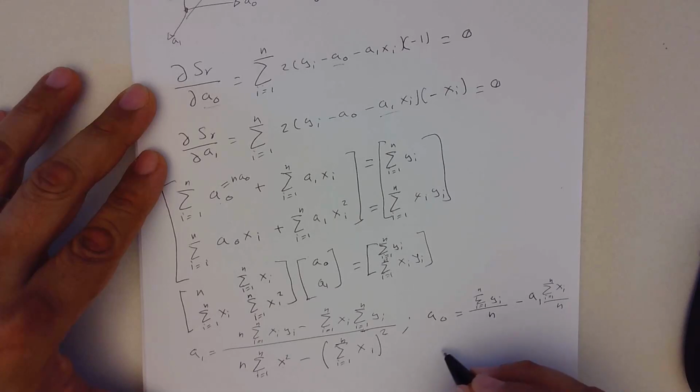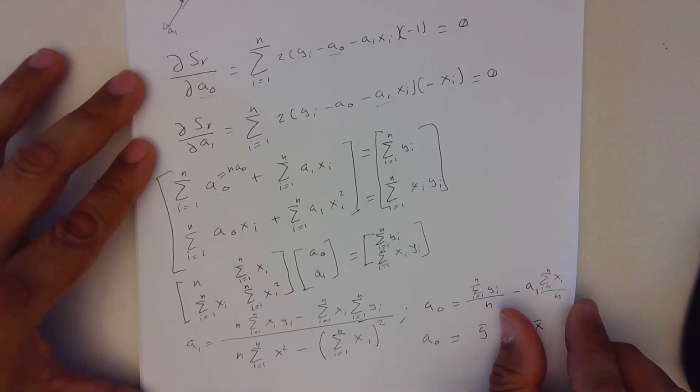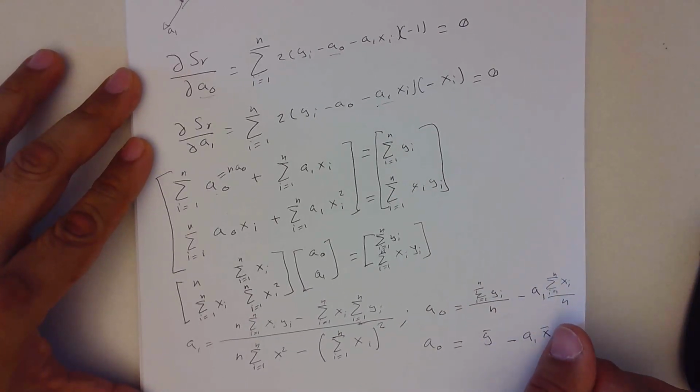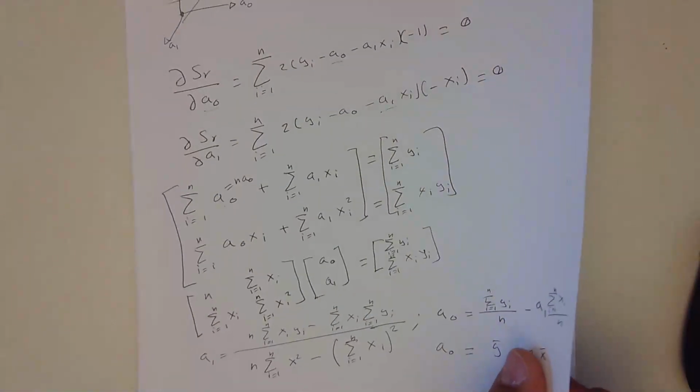Same thing for this one. So A0 will be the average of y minus A times the average of x, right? This is the way that we do it for two dimensions. Now what? Let's see what happens when we do it for more variables.